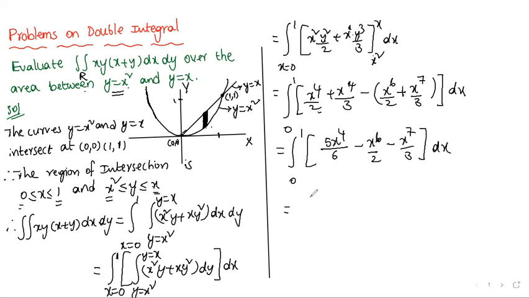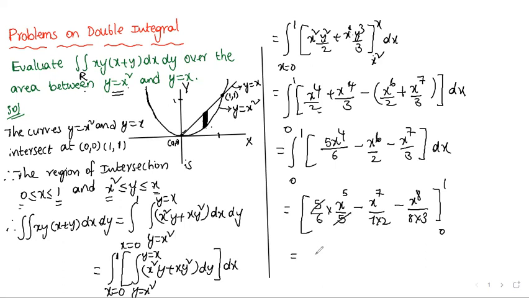So now we can integrate with respect to x. That is equal to 5 by 6 into x power 5 by 5 minus x power 7 by 7 into 2 minus x power 8 by 8 into 3, with limits 0 to 1. That is equal to 5 cancels, x power 5 by 6 minus x power 7 by 14 minus x power 8 by 24, with limits 0 to 1.